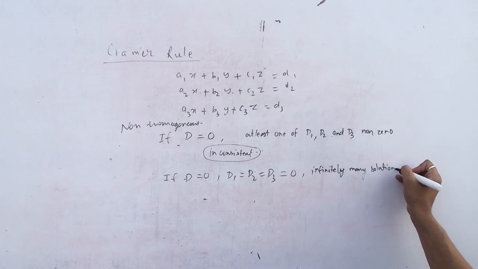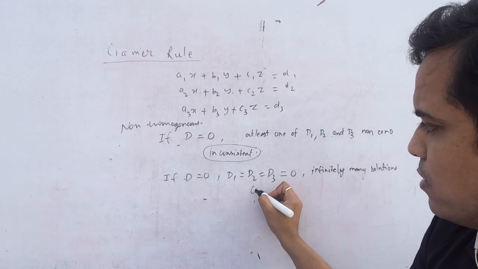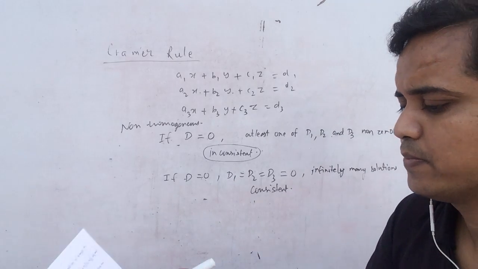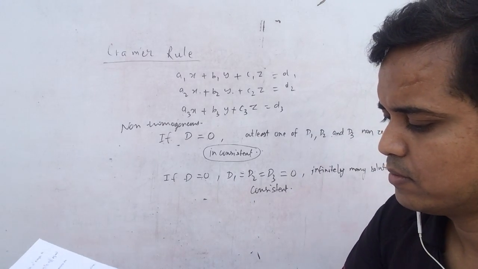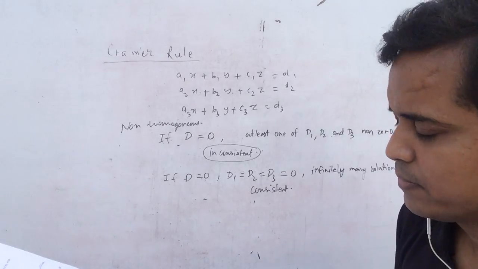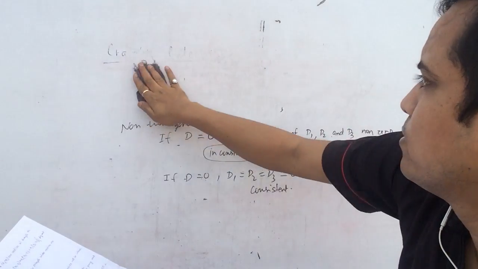Okay, so that means it is consistent. Can we say this? Yes, it is consistent. So we would use this property in a question. Which type of question do you get? I'm going to write it for you first.